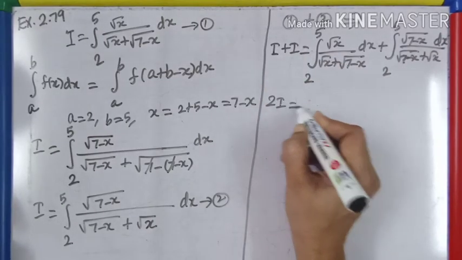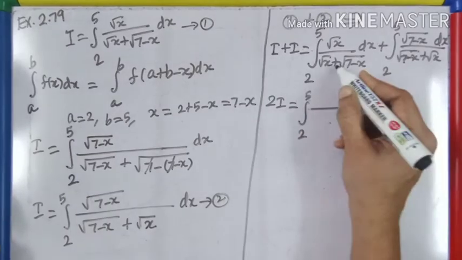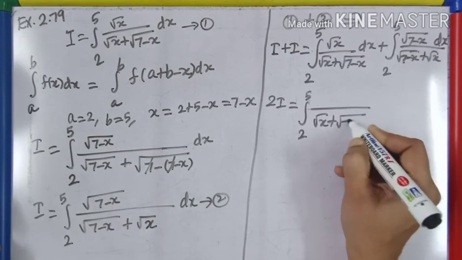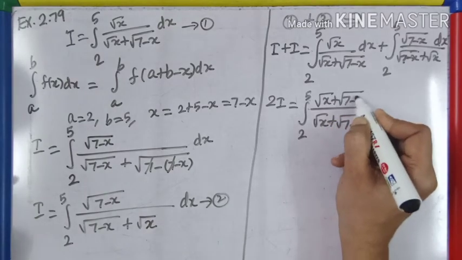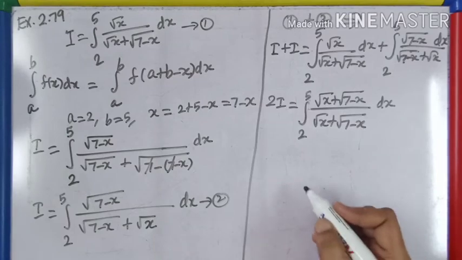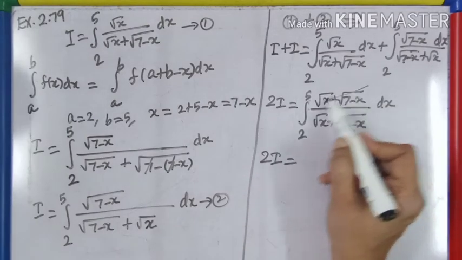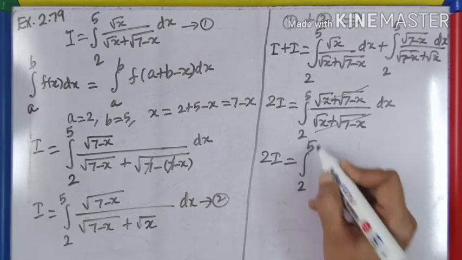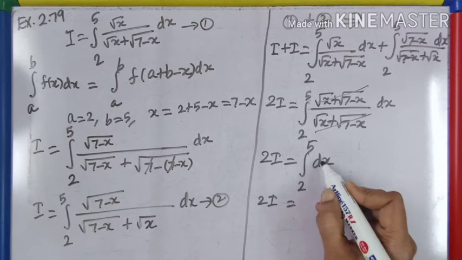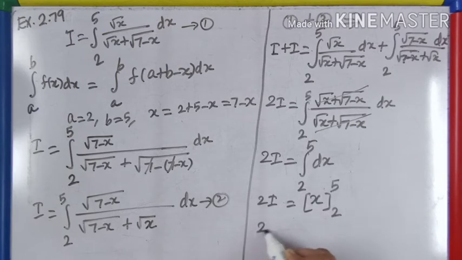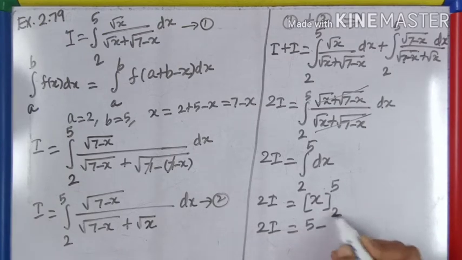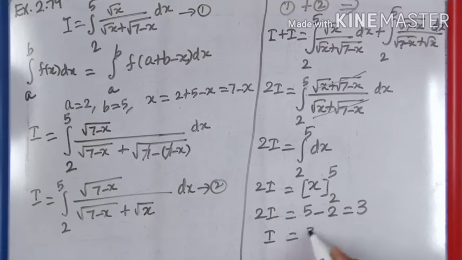I plus I is 2I. Integral, there is no change. Denominator is the same, and let me add the numerators. Here it is root x and here it is root 7 minus x. The whole thing dx is common. 2I is equal to, here it is getting cancelled. I am left with integral 2 to 5 dx. Again integral and differential will cancel. I am left with x between the limits 2 to 5. 2I equals upper limit minus lower limit, that is 3. So I equals 3 divided by 2, and that is the answer.